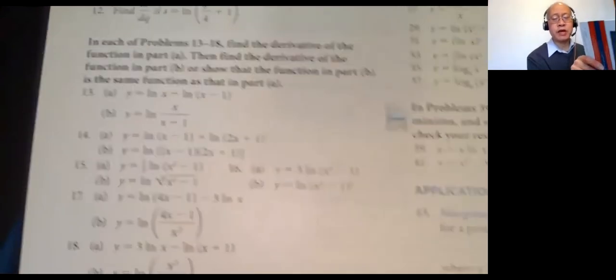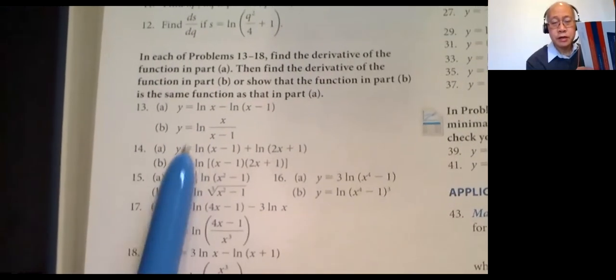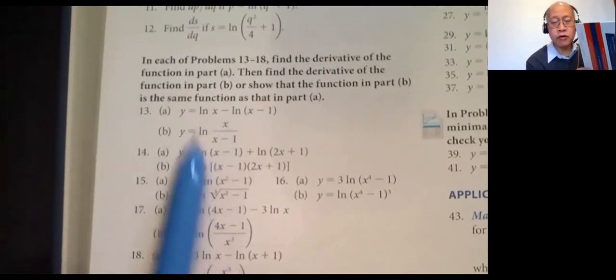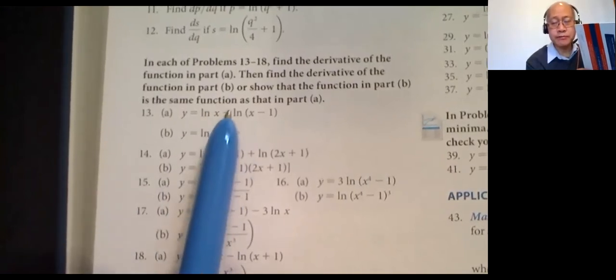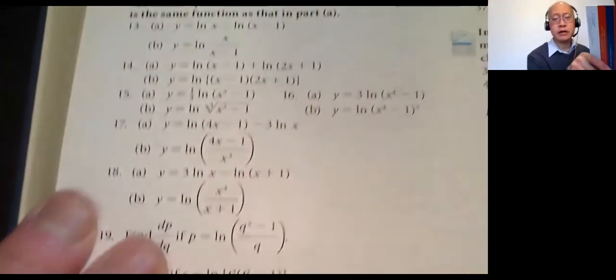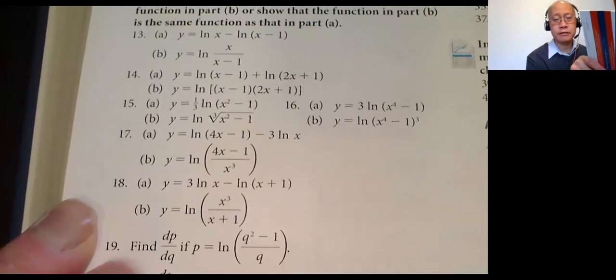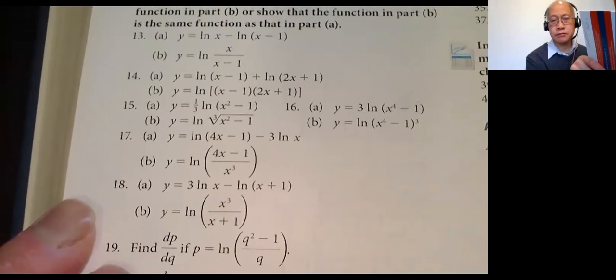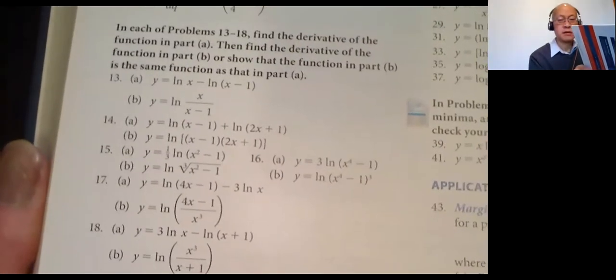Basically, what I'm saying is that A and B are the same, so I'm going to do the one that's easier. Normally the easier one is the A problem. Take a look at B. You'd have to go 1 over a fraction and then do the quotient rule after that. But this one, you don't have to do that. So for all these problems, you don't have to do A and B, just do the easier one. And normally the easier one is A. I'm only going to do A in every case. So that's 13 through 18, I guess.